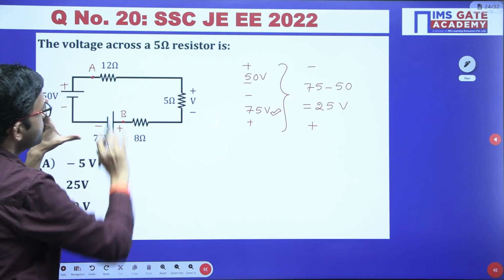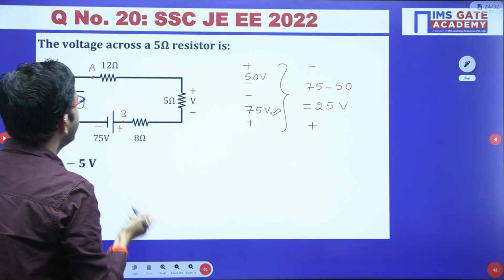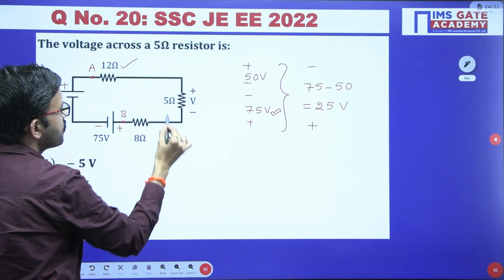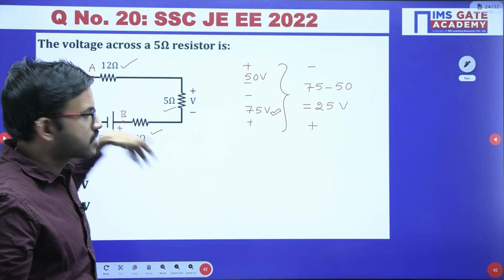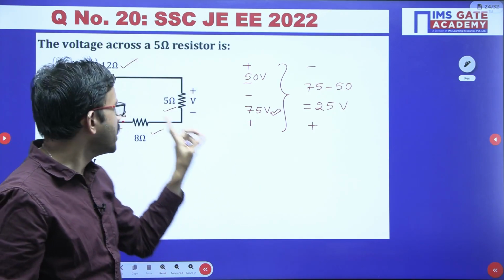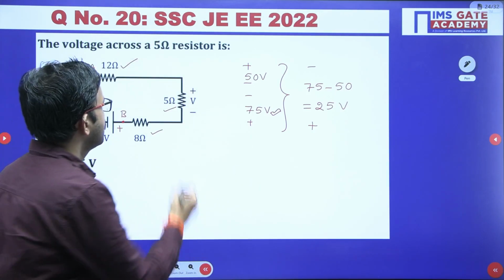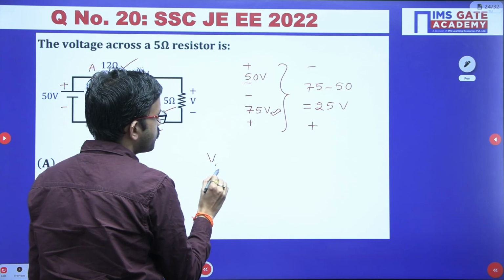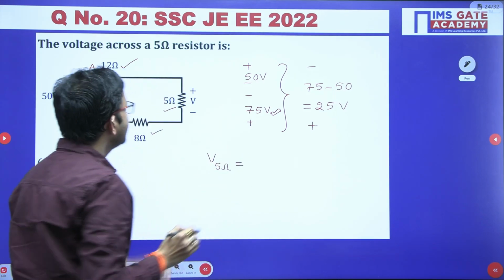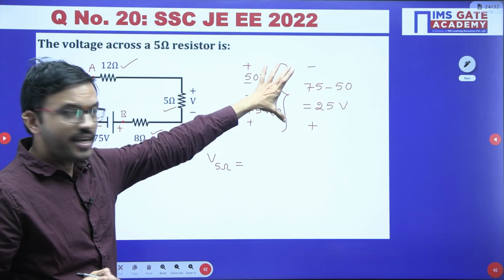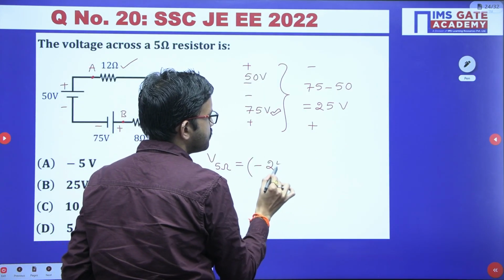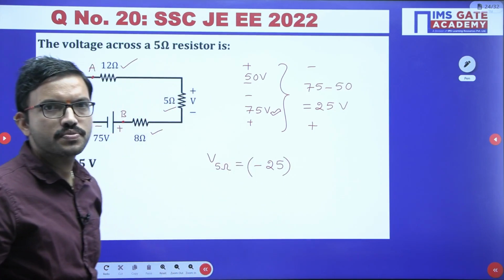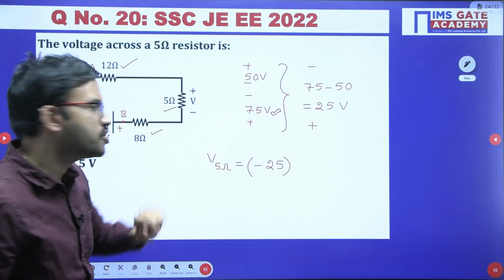And then if you observe to the right hand side, you are having 12 ohm resistor, 5 ohm resistor, and 8 ohm resistor. All the elements are connected in series. Now we can apply voltage division rule. So we have to calculate voltage across 5 ohm resistor. In this circuit, the supply voltage polarities are minus plus. That means here you are getting minus 25. In the earlier case you had positive, but here you have negative supply voltage.